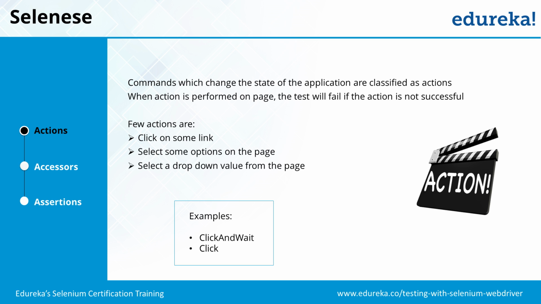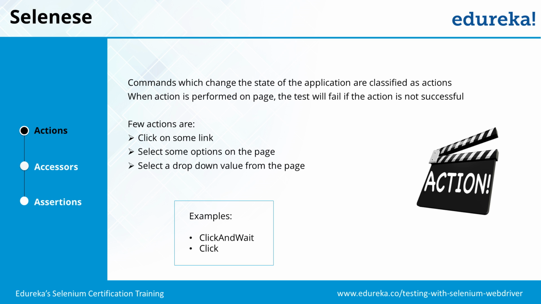First one is the action. Commands which change the state of application are classified as action. So this is the literal definition, that whatever command can change the state of an element will be called an action. When action is performed on page, the test will fail if the action is not successful. So any of the actions, when Selenium is unable to perform them, then the test case will fail. Few actions are: click on some link, select some options on the page, select a drop-down value from the page, and so on, so on, so on.